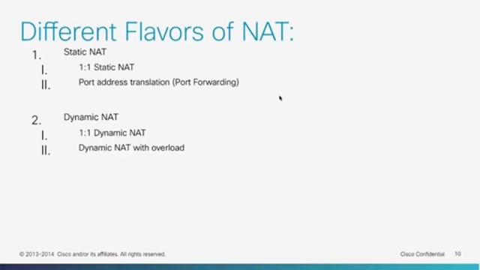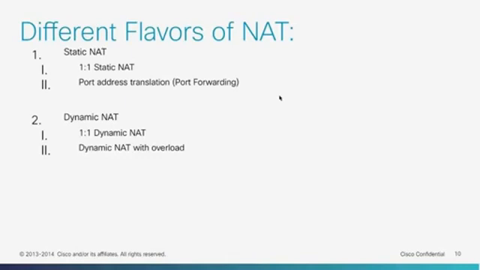Okay, let's look at some of the different flavors of NAT. At a high level, you can split NAT into static NAT and dynamic NAT. Let's step through one level lower. Static NAT can be looked at as 1:1 NAT, where one inside IP gets mapped to one outside IP, where you want 1:1 NATing.